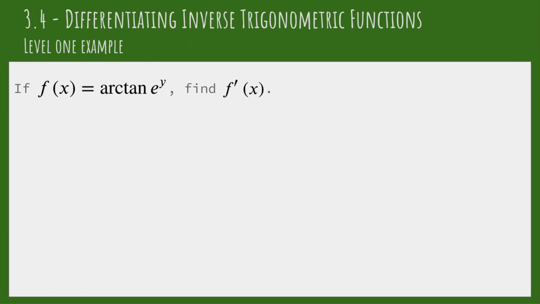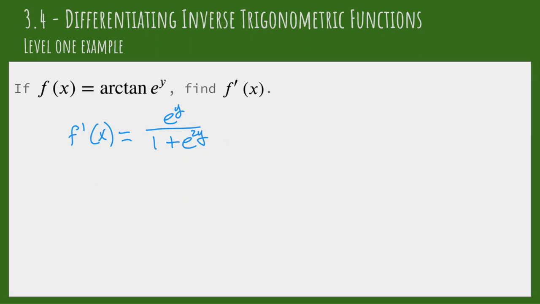So the derivative is going to be, remember the derivative of arctangent is 1 over 1 plus x squared. So it's going to be 1 over 1 plus, and then it's e to the y squared, which is e to the 2y. But then, sorry, that needs to be a y. We need to multiply by the derivative of the baby function. So the baby function is e to the y. The derivative of e to the y is e to the y. So I'm going to multiply by e to the y.